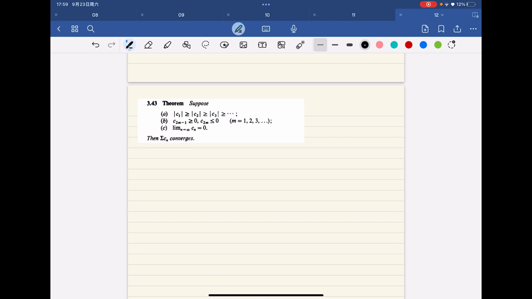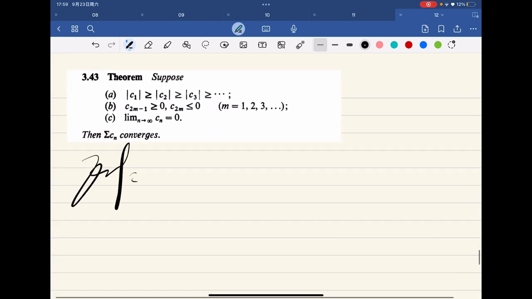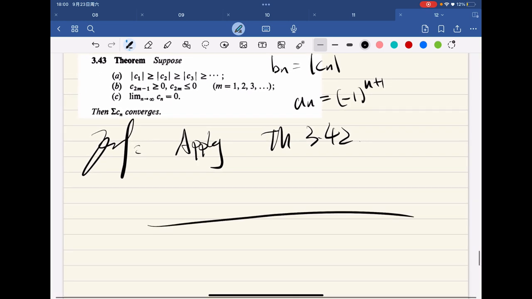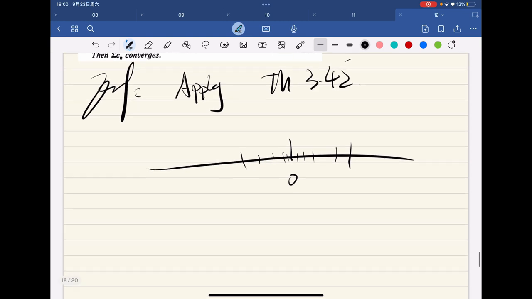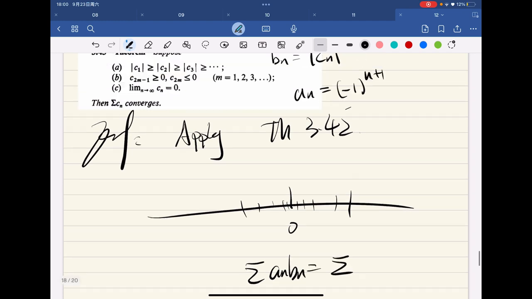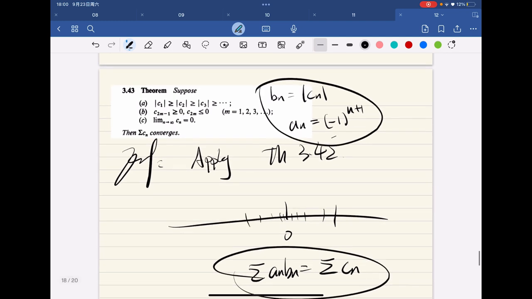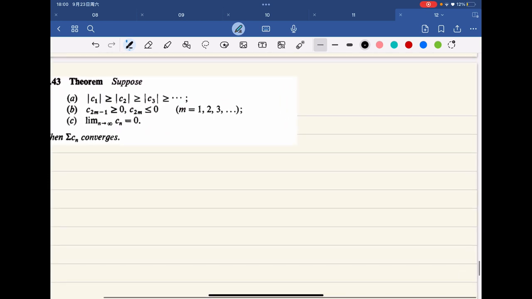Now, for this one, we apply the theorem by the previous one. Let b_n equal to this, and a_n equal to, well, the c_n's are alternating, and it converges to zero. You apply this, then we know that a_n b_n is basically c_n. If we let this alternate and we apply the previous theorem, we're good. Alternating series.